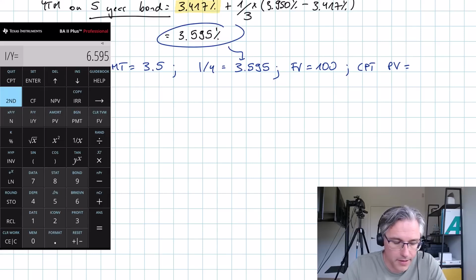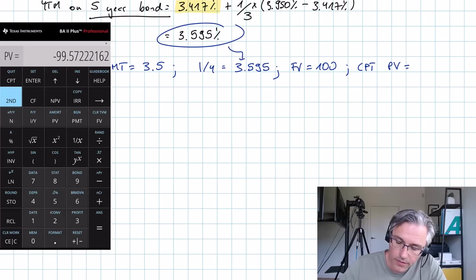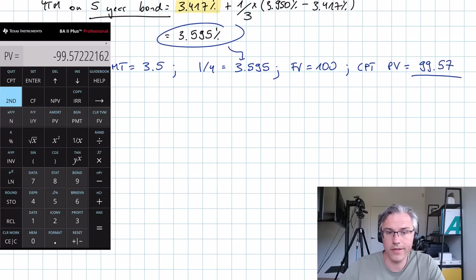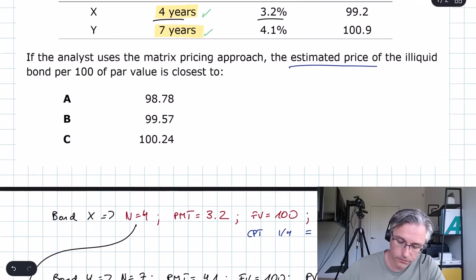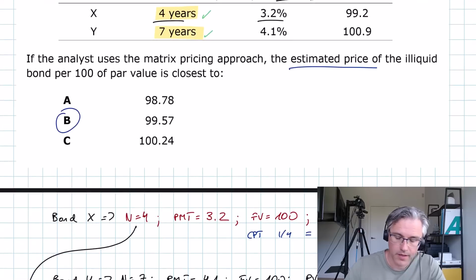You can see the yield is going to be slightly higher than the coupon, so the bond will be priced at a slight discount, I think. Right, I got this one wrong, didn't I? 3.595 I over Y, that's better. 100 for FV and compute PV. Right, 99.57. Let's see if there is an answer that corresponds to this. Indeed, there is. That's answer B.